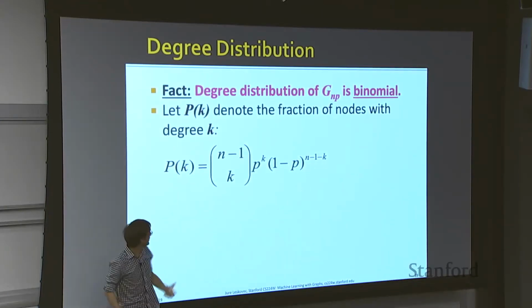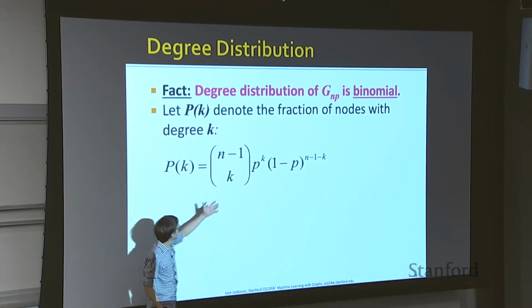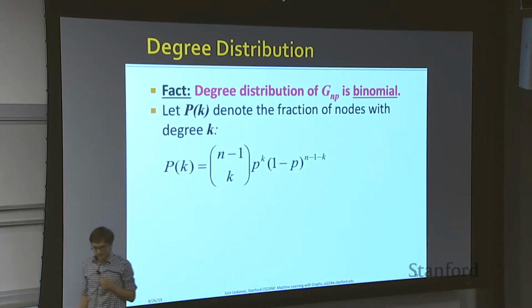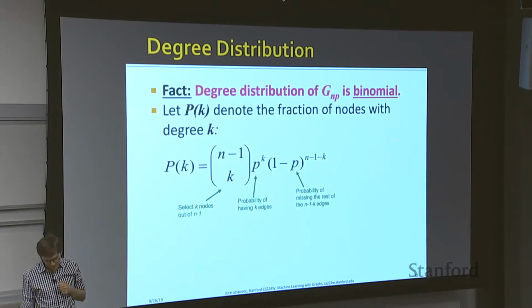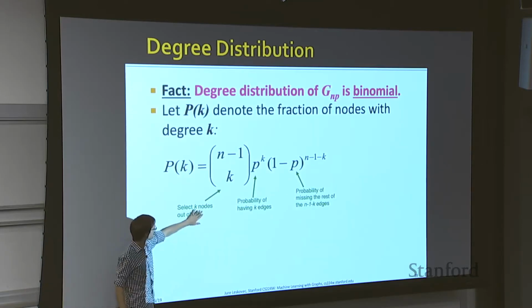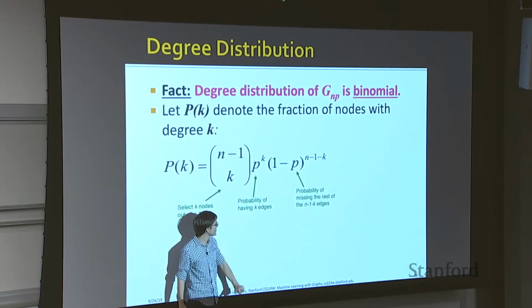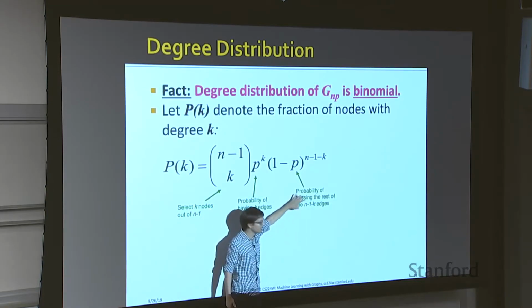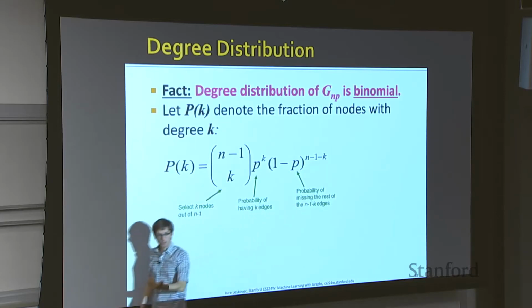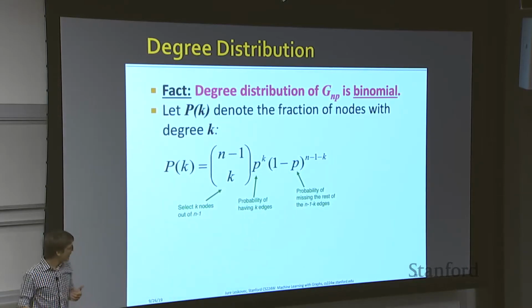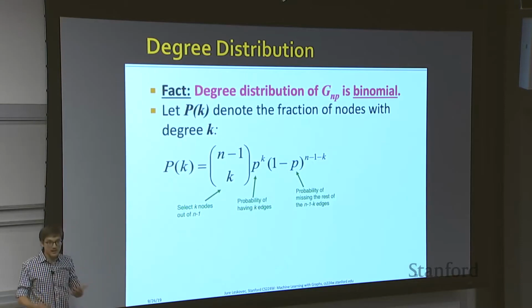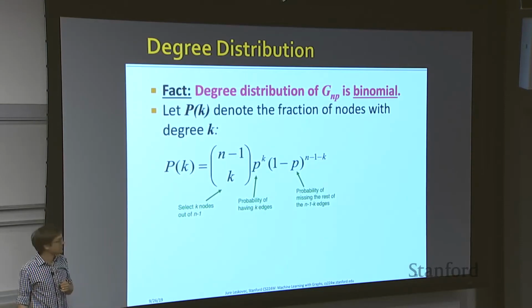Okay? And that's now the probability that a given node will have degree of k. So, as I explained, this is how many ways there are to select k nodes out of n minus 1. This is the probability that a given node will have k edges. And that's then the probability that the rest of the edges will not be there. If you look at this, this is exactly what the definition of a binomial distribution is.